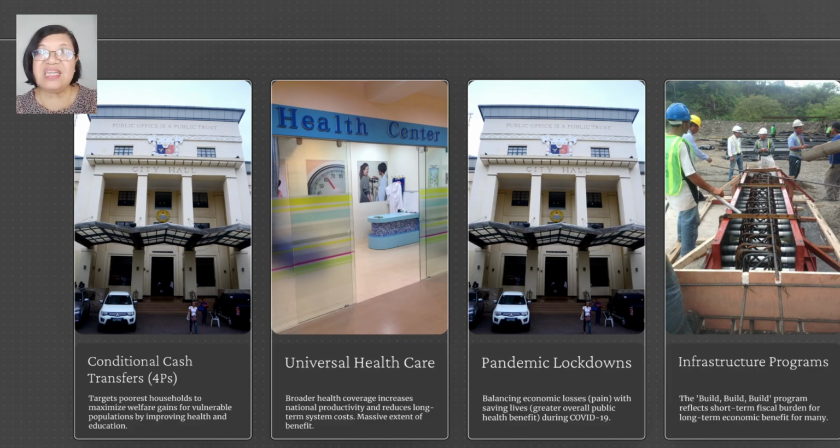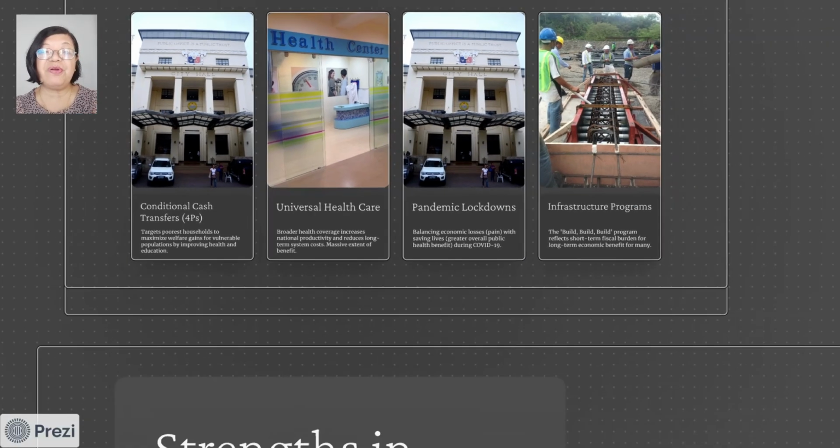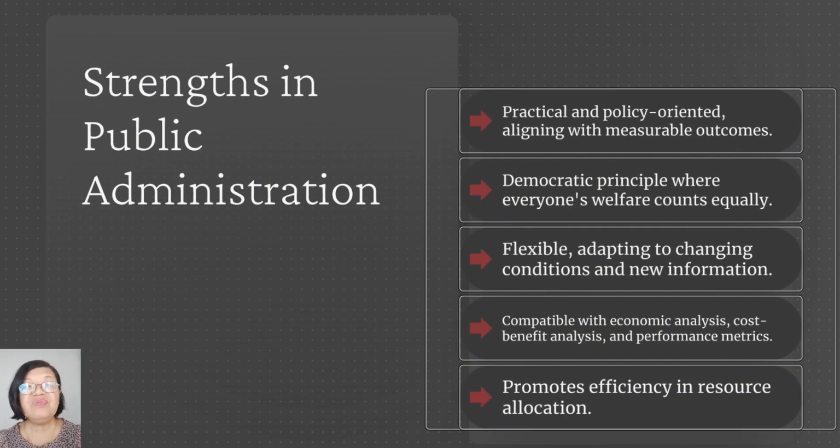And then lastly, infrastructure programs. The Build program reflected the utilitarian reasoning that the cost of this project will lead to long-term economic benefit for many people. So what are the strengths of utilitarianism in public administration? We focus on the practical, policy-oriented feature of utilitarianism.